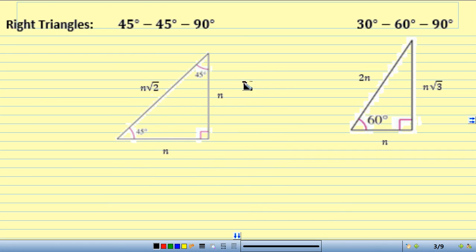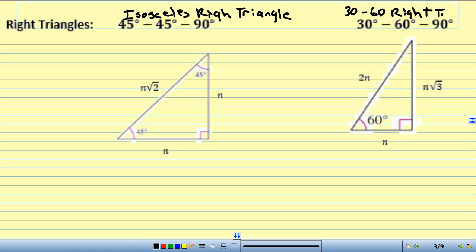So there are right triangle formulas that you need to know. I never heard of it called a 45-45-90 triangle. That's just lazy. It's an isosceles right triangle. And this is, I hear it more commonly as a 30-60 right triangle.